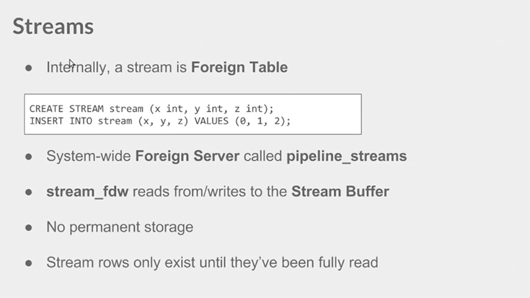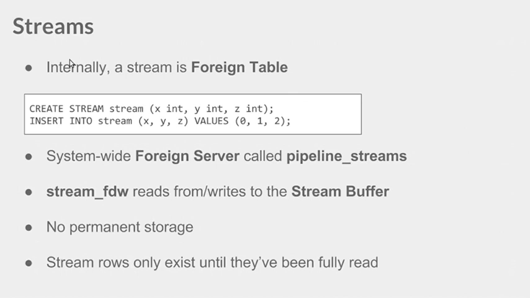So there's a system-wide foreign server that you need for a foreign table called pipeline streams. You'll see that in every database in PipelineDB. It exists by default. And then we simply have a foreign data wrapper that reads from and writes to what we call the stream buffer, which is where all this streaming information begins. It's where the processing always starts, and we'll talk about that in a second.